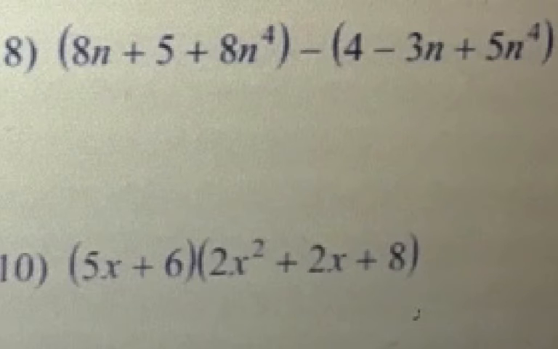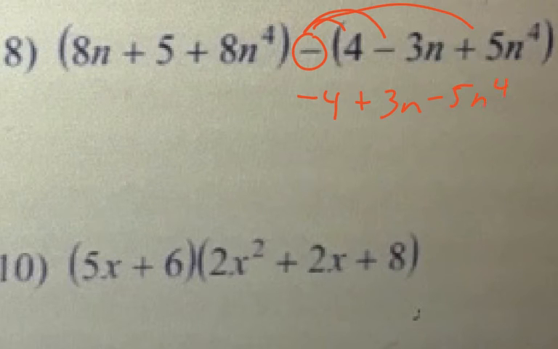All right, let's look at number 8. Now notice this one is a minus. So it's very important to remember whenever there's a minus, distribute the minus first. So I'm going to do a minus 4. The minus with the minus 3 makes plus 3n. And the minus with this 5 here makes minus 5n4.